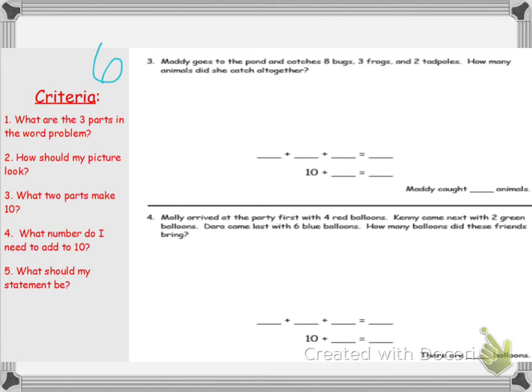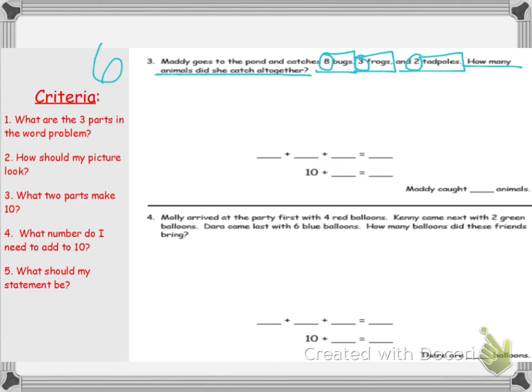I'm going to read it again. Maddie goes to the pond and catches 8 bugs, 3 frogs, and 2 tadpoles. How many animals did she catch all together? Get your pencil, let's do cubes.